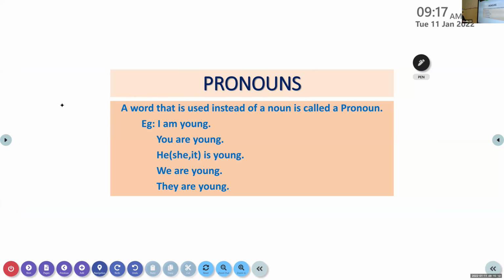So what is the first person? The person speaking. Second person, the person spoken to. And the third person is the person spoken of. Understood? I will repeat once again. First person. Second person. And third person.